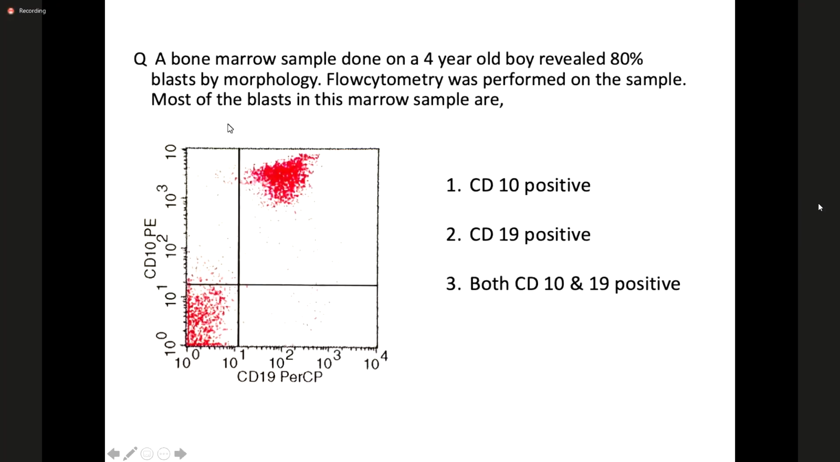And can somebody interpret this? This is a bone marrow sample of a 4-year-old boy. When we have seen the morphology slides, it looks like 80% blasts. So then we have done the flow cytometry on the sample, and what is the expression?